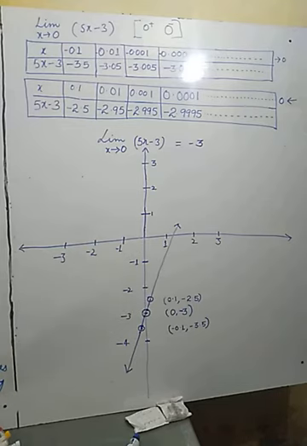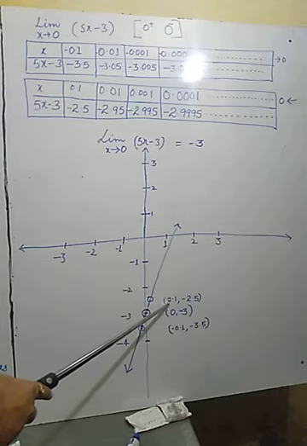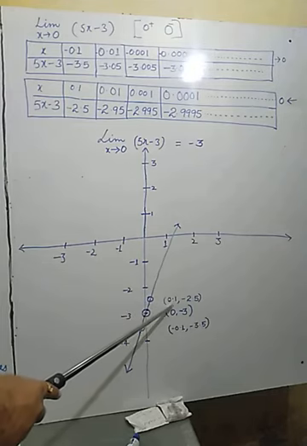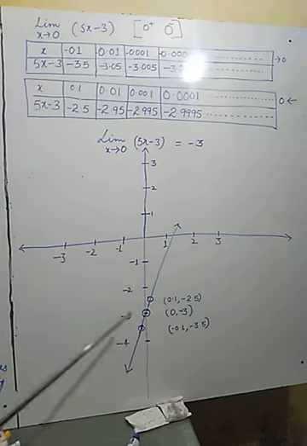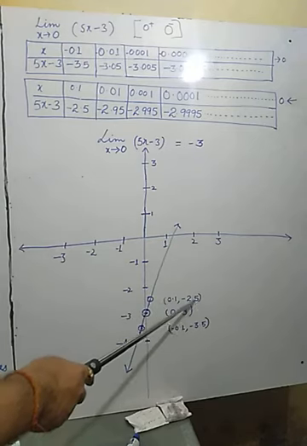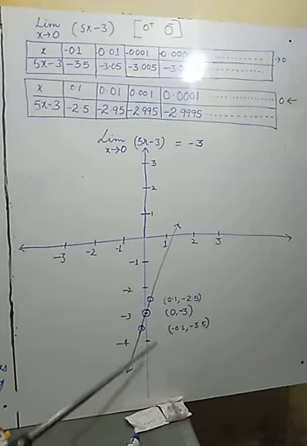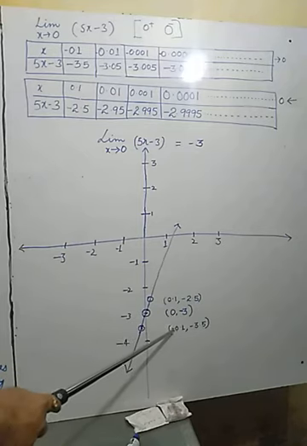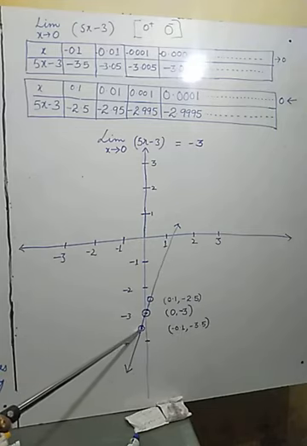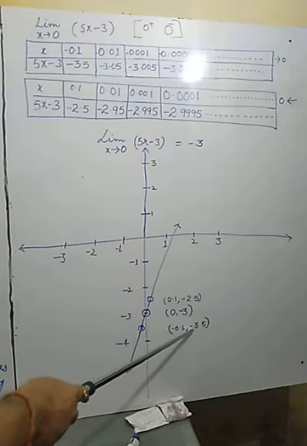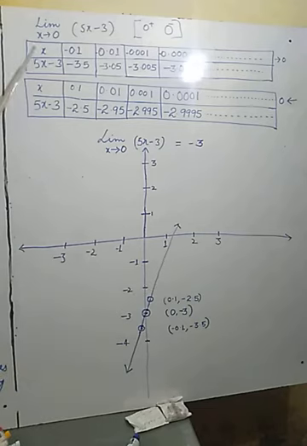Plus 0.1. The coordinate of this point will be what? The value of x is taken 0.1, and the value of y, our function, is minus 2.5. At this point it is minus 0.1, the value of x, and the value of y is minus 3.5. You may observe here, the rest will be left there, only the first value of these two charts are taken.